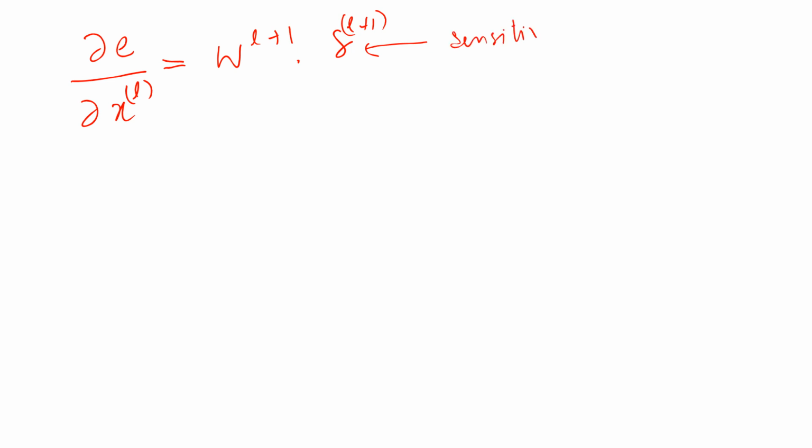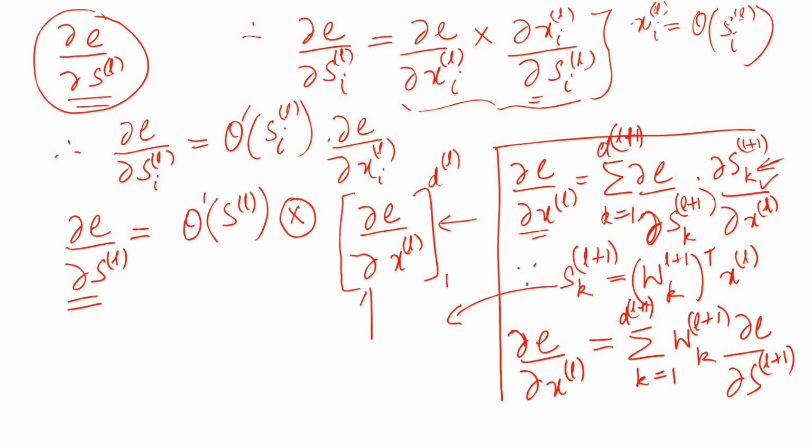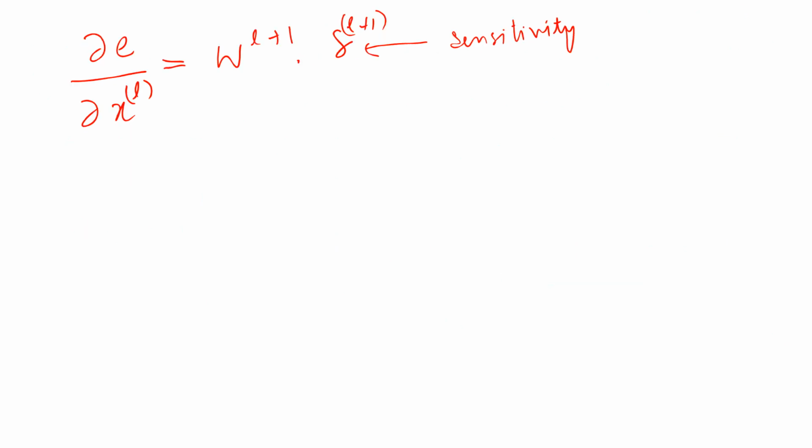So this is my sensitivity for the layer L plus 1. So what happens to our original equation of delta E, the sensitivity of the error with respect to the input layer? Now we have the result for this, and we already have this. So what does this equation become? Let me write it down now.